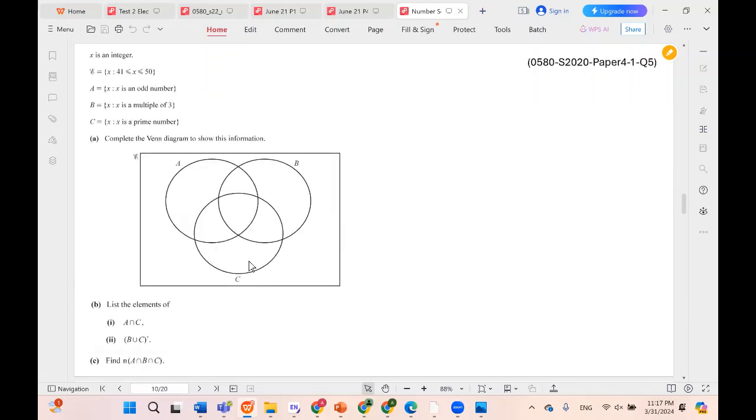In this question, we're told X is an integer, and we are given the universal set, and A and B and C are 3 other sets. So let's list them down. The universal set is between 41 and 50. I'm just going to write everything out. So 41, 42, 43, 44, 45, 46, 47, 48, 49, and 50. This is the universal set.